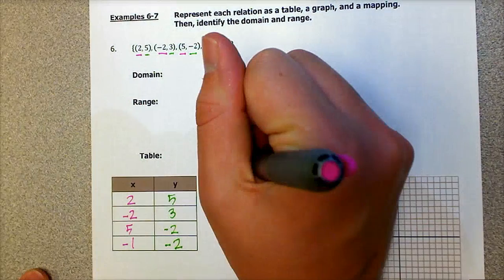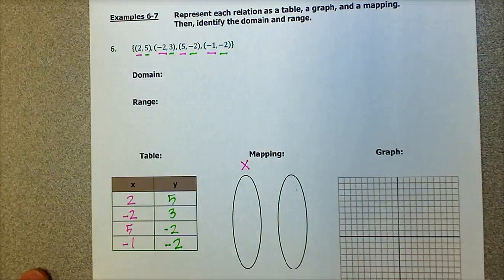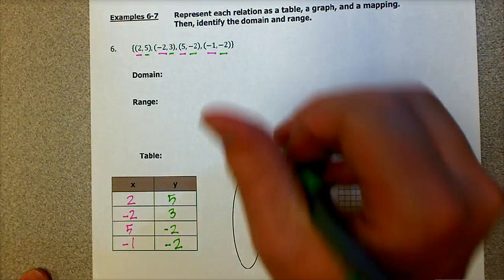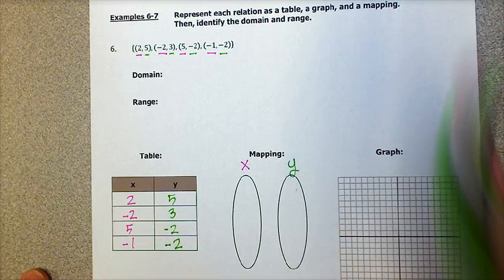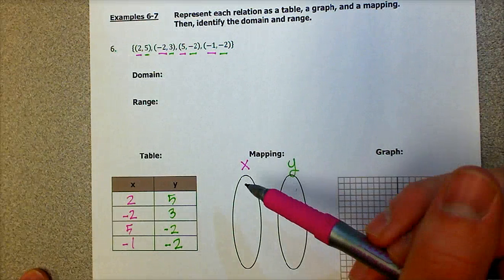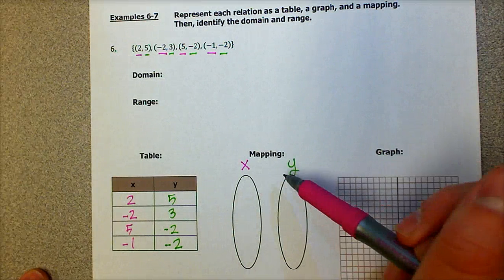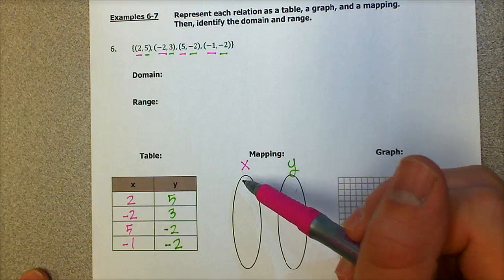All of the x values go in the left column or circle. All of the y values go in the right. For a mapping diagram, though, we want to list our x and y values in numerical order. So that means least to greatest in a column.